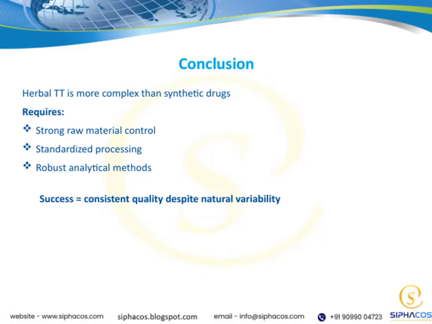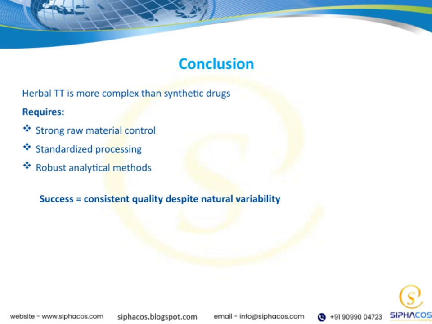So, in conclusion, herbal traditional therapies are actually more complex than synthetic drugs. This complexity arises because natural products have inherent variability, which means we need to pay close attention to several key factors. First, strong raw material control is essential to ensure the quality of the plant materials we use. Second, standardized processing methods are crucial to achieve consistent results. And third, robust analytical techniques are needed to accurately assess the quality and potency of the final product.